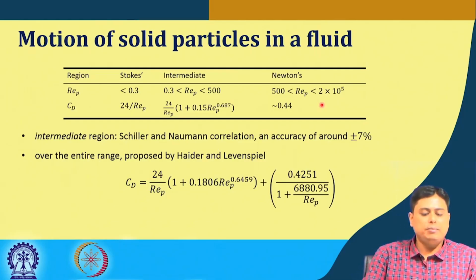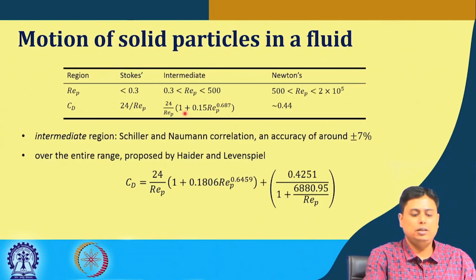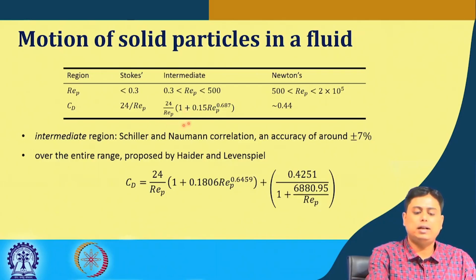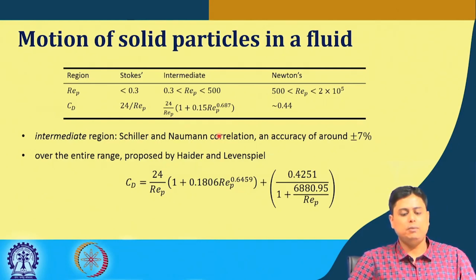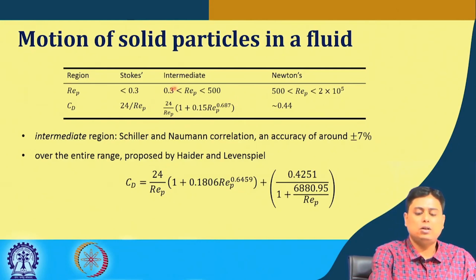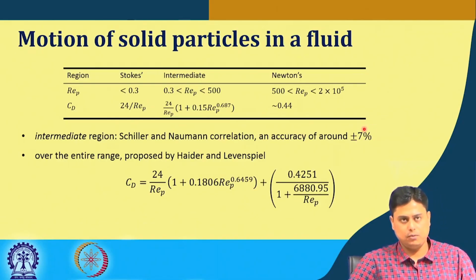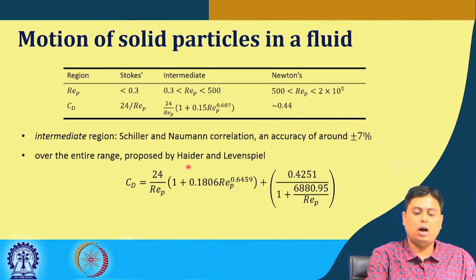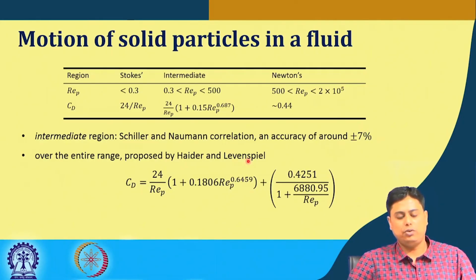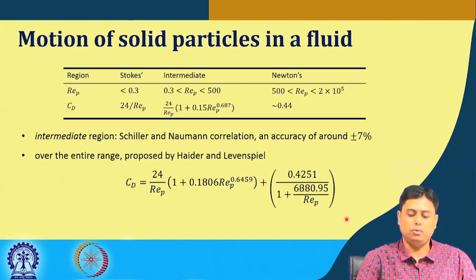So, in this intermediate region there are several correlations available to calculate this CD, and one of them is given here, that is proposed by Schiller and Naumann. They are the scientists who came up with a research paper where they proposed that this relation holds true with an accuracy of around 7% for a single sphere. Okay. For the entire range, Haider and Levenspiel also tried to contribute and come up with an overall relation, and that has a rather complex form.